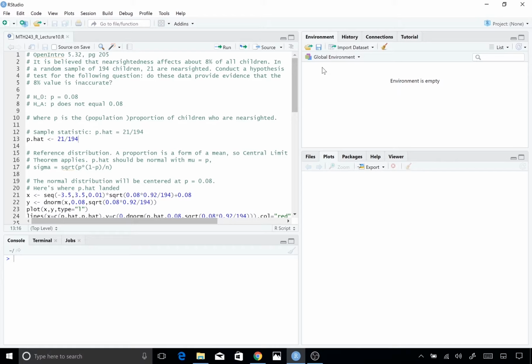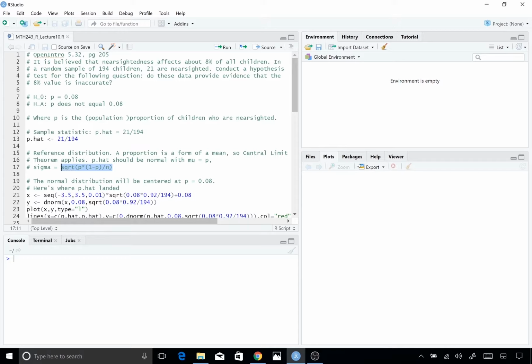Recall that a proportion is a kind of sample mean, so the central limit theorem applies. The sample proportion should have a normal distribution. Its mean will be the population proportion. Its standard deviation will be the square root of p times 1 minus p, divided by n.